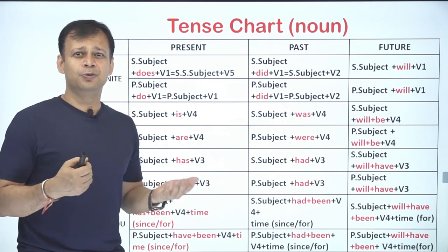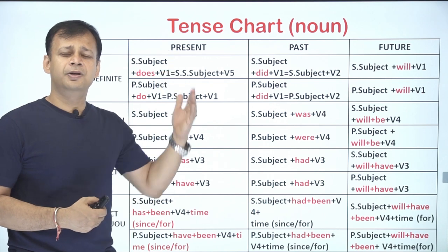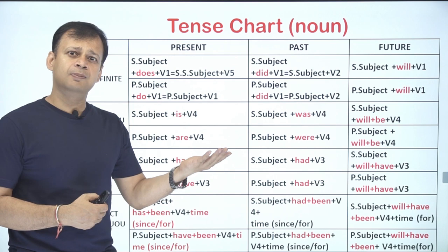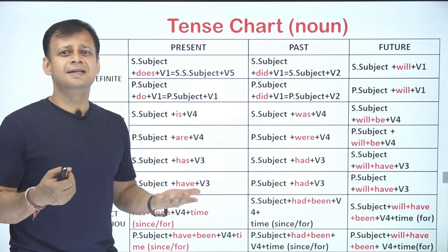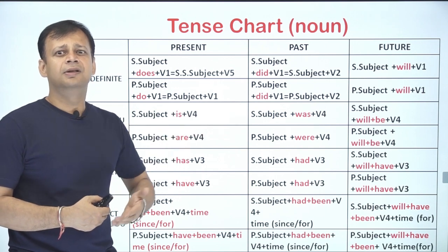Now let us have a look at the future tense. So in future tense, one good thing is that all the helping verbs over here, they are of neutral nature. They can be used both with singular and plural subject. So we can very easily practice it. So let us have a look at future indefinite.